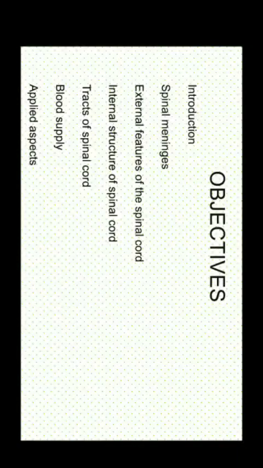The objectives are introduction, spinal meninges, external features of the spinal cord. By taking the cut section of the spinal cord, we'll see the interior of the spinal cord, what we'll say as internal structure of the spinal cord. So this structure will be having white fibers which are arranged in the form of tracts. So we are going to see the tracts of the spinal cord, the blood supply and the applied aspect.